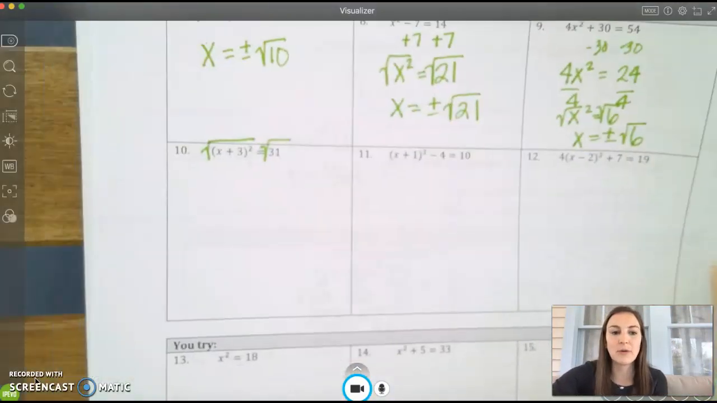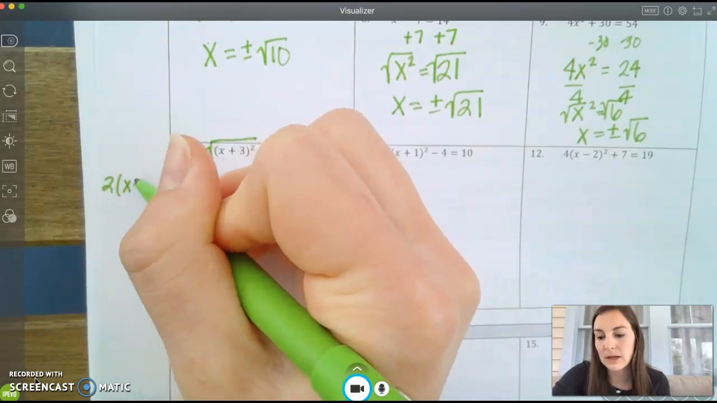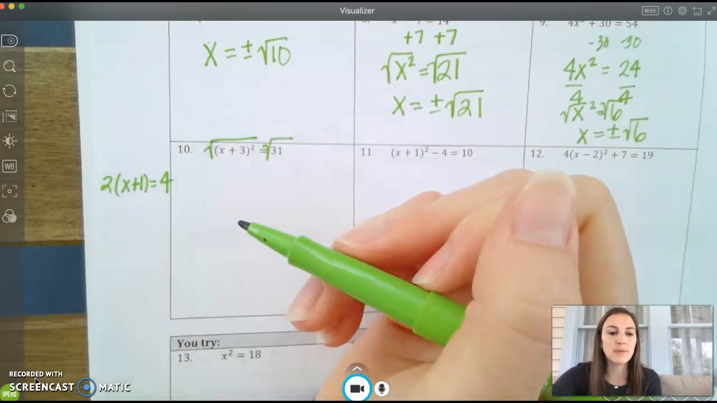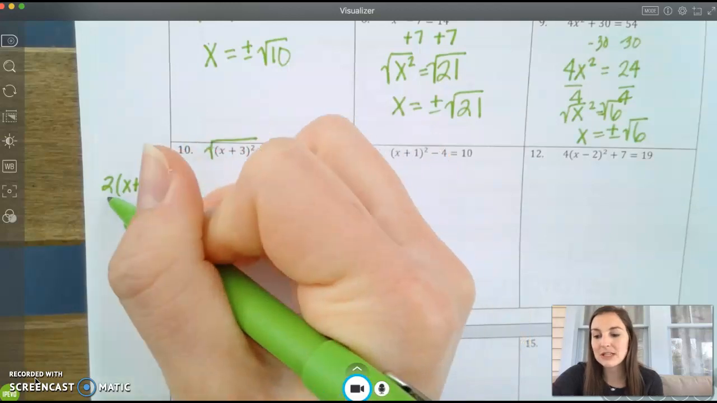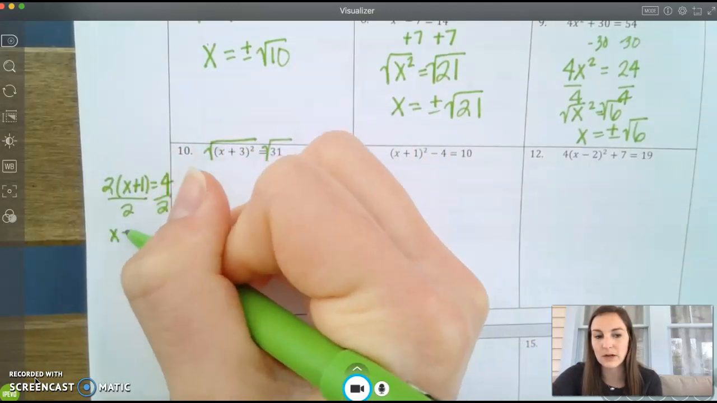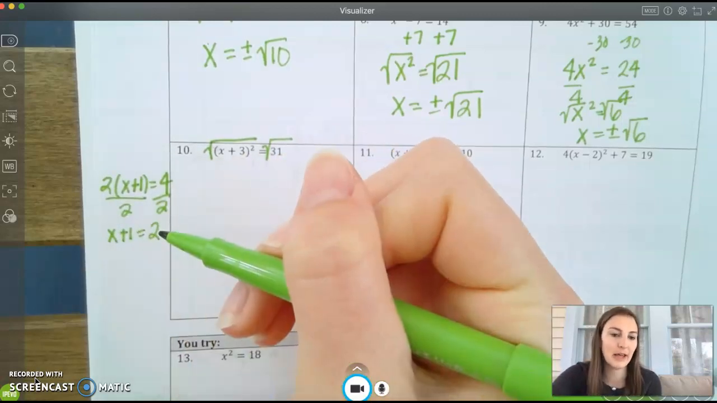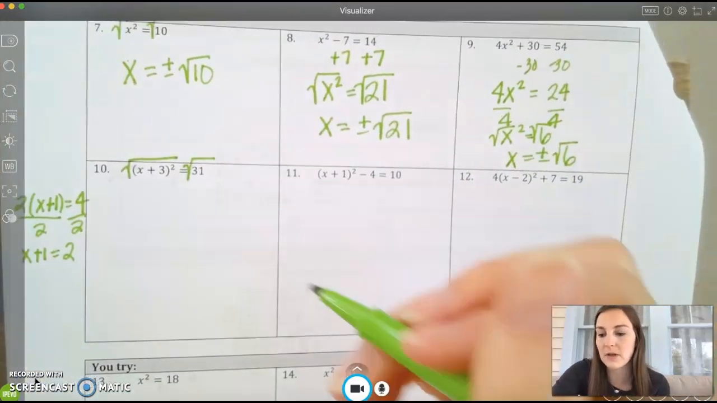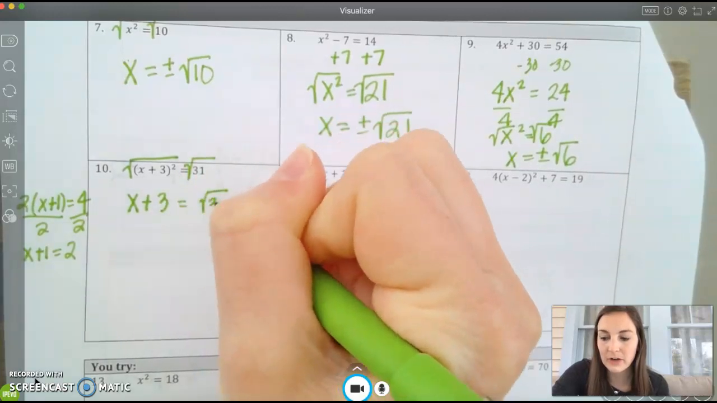So it's just like when we have an example like 2 times x plus 1 equals 4. Yes, we could distribute that 2 and do 2x plus 2, but it would be just as fast to solve by dividing both sides by 2 to get x plus 1 equals 2. It's the same thing here. We already have our squared expression by itself. So we have x plus 3 equals the square root of 31.